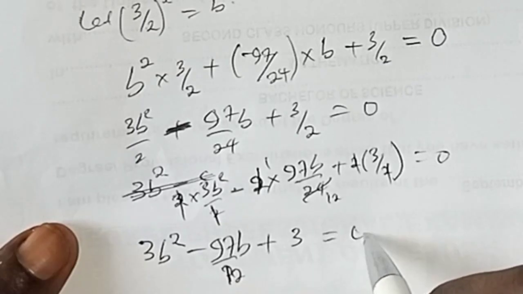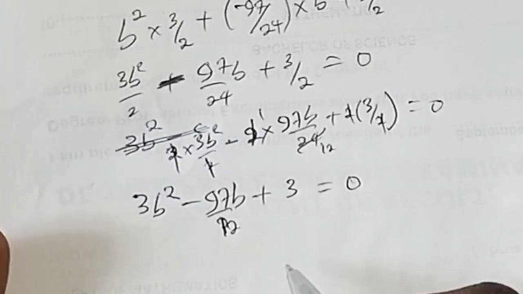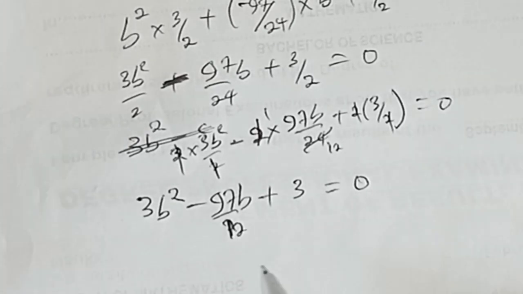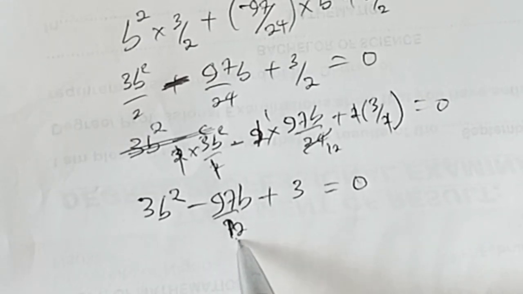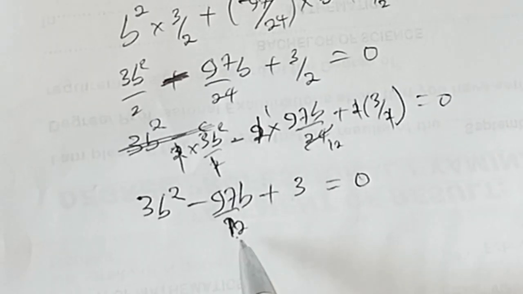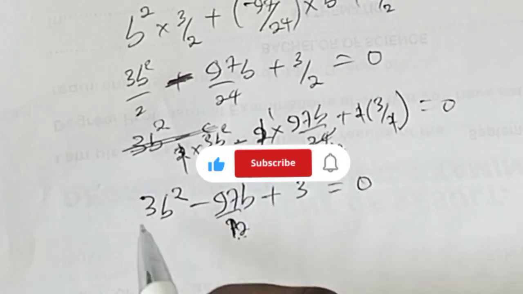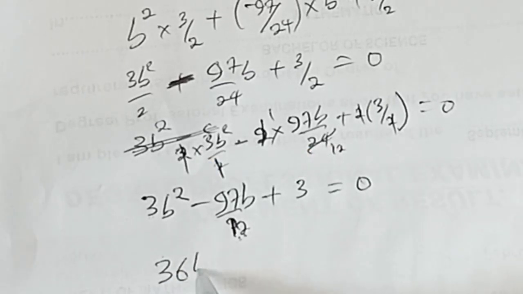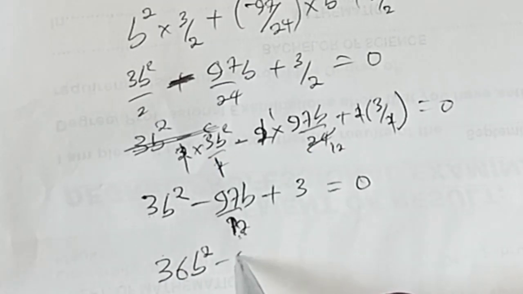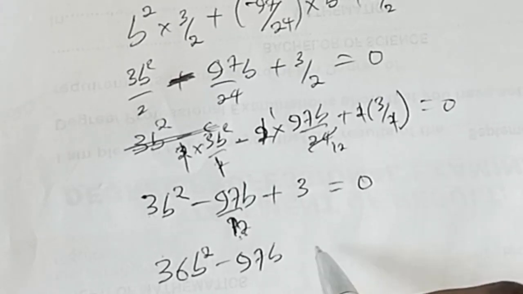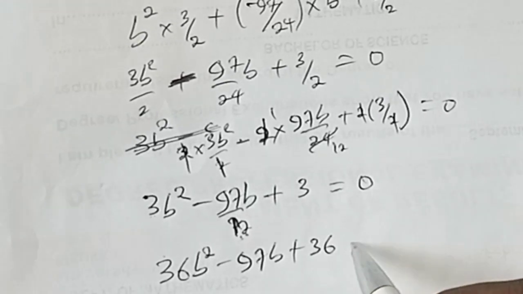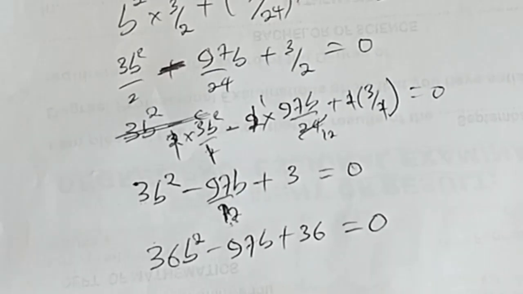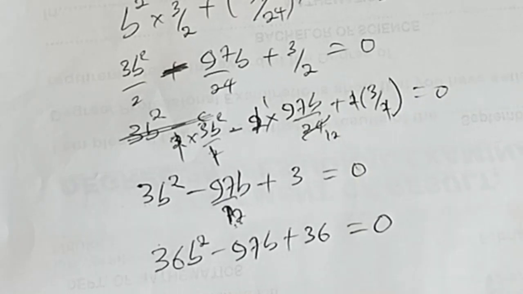is equal to 0. In order for me to have a linear coefficient, I'm going to multiply through by this 12 right here. And if I do that, 3 times 12 gives me 36b squared minus 97b plus 36 equal to 0. So now I have a quadratic equation.